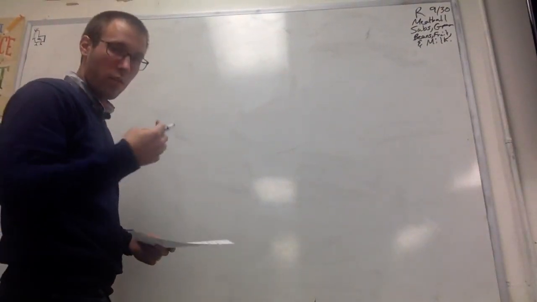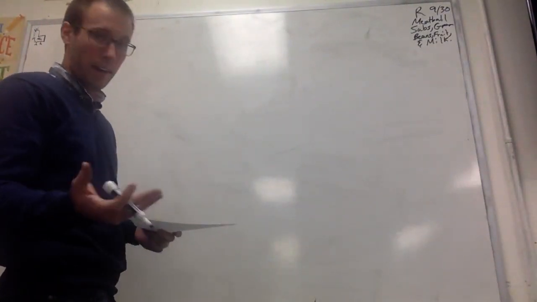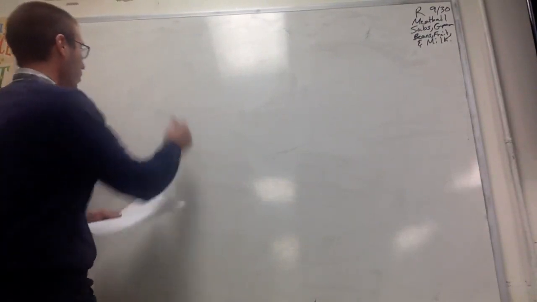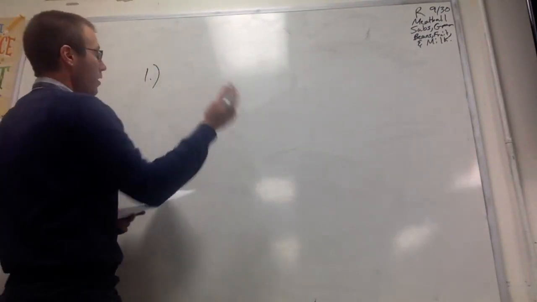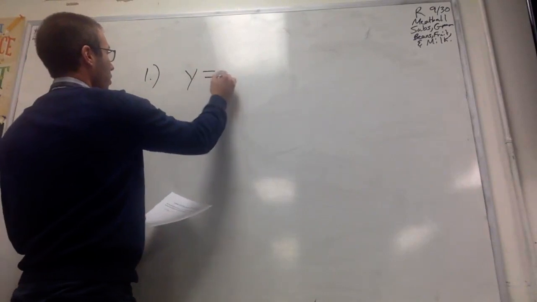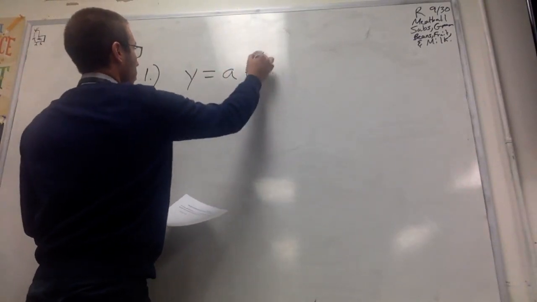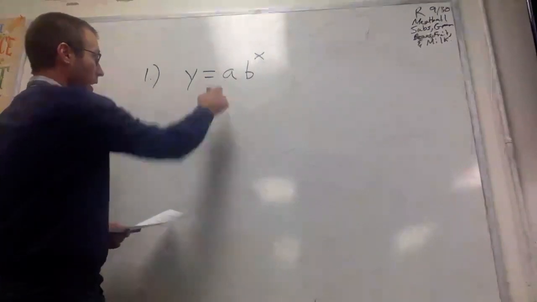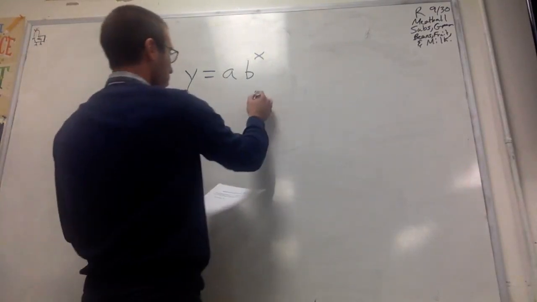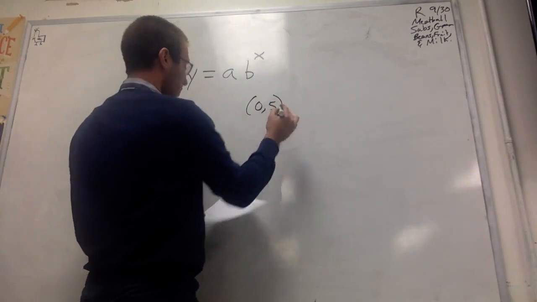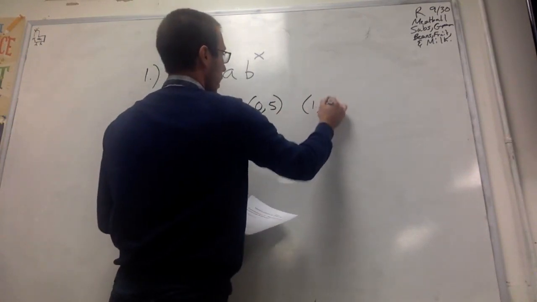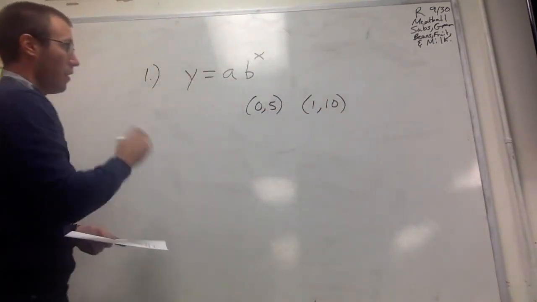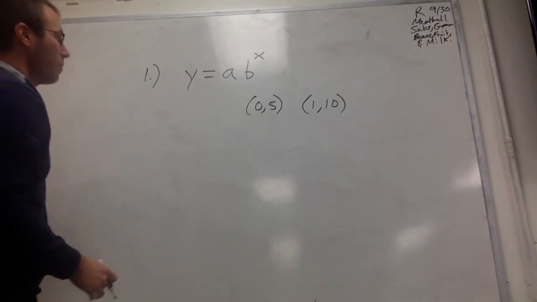Right, so I'm just going to go over the answers on our practice test here. I thought it would be helpful. So we're asked to determine an exponential function. It looks like this. X is in the exponent. And we're asked to figure out what a and b are given that the points (0, 5) and (1, 10) lie on this function here.